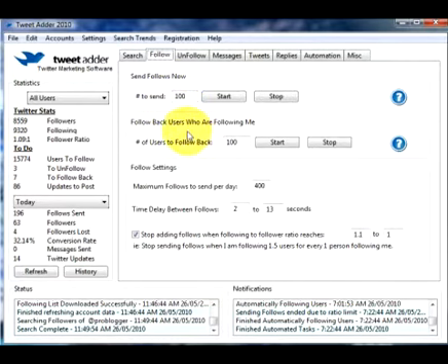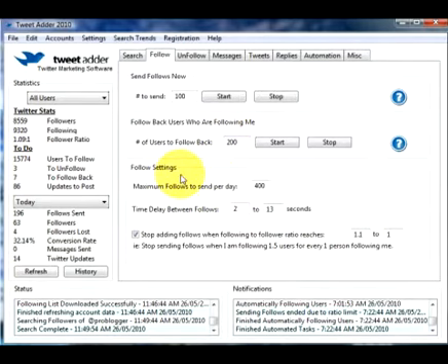The other option down here is following back users who are following me. And again, what it's saying here is, how many of these people at a time do you want Tweet Adder to follow back? You could set it at 100. Again, you could change this. There we go, we'll set it to 200. Doesn't really matter. Then down here, follow settings.